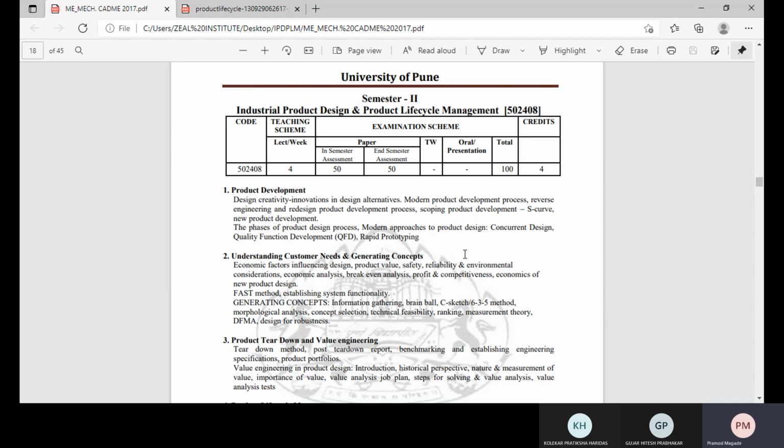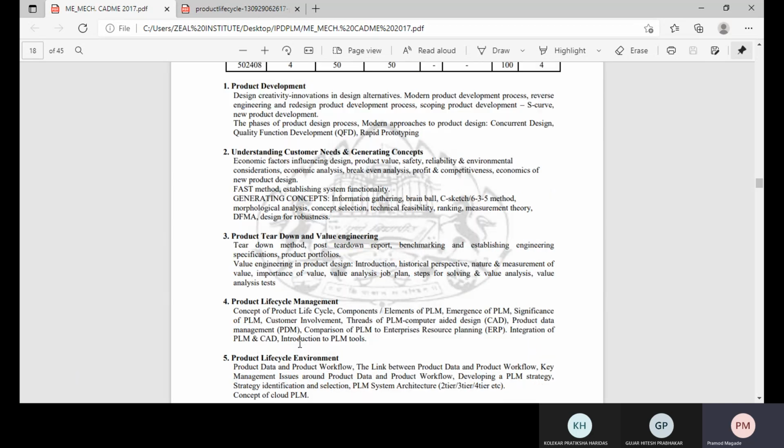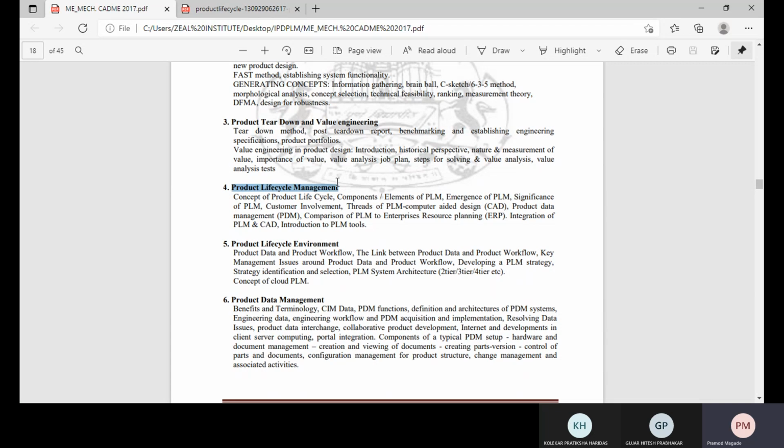Yes. Now industrial product design and product life management. Industrial product design, these parameters we have seen in units 1 to 3. So we have seen what product design is, what the teardown method is, and what the requirements are while doing product design. After that, we have now reached product life cycle management.